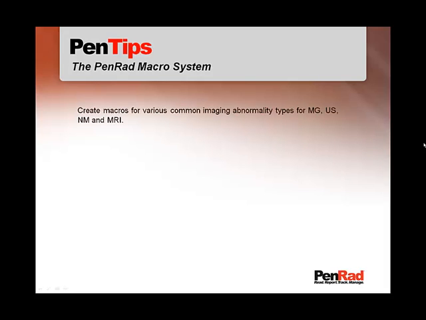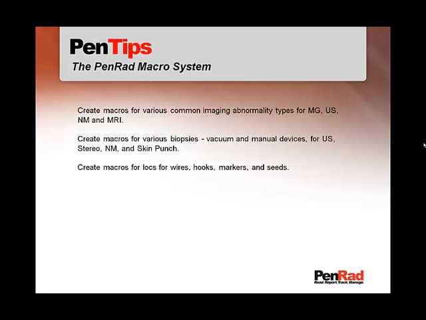You can create macros for various common imaging abnormality types for mammography, ultrasound, nuclear medicine, and MRI. Create macros for various biopsies, vacuum and manual devices, for ultrasound, stereo, nuclear medicine, and skin punch. Create macros for localizations, for wires, hooks, markers, and seeds. Create macros for aspirations, FNA, and ductograms.